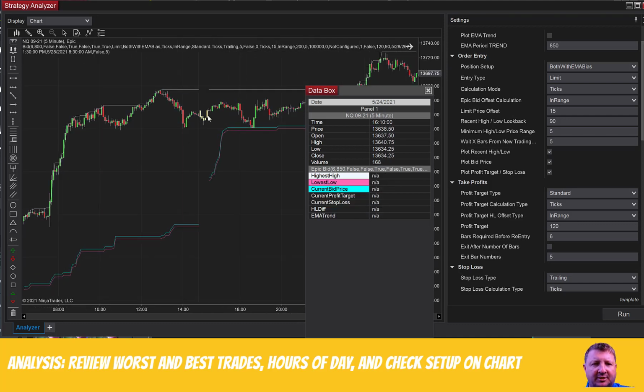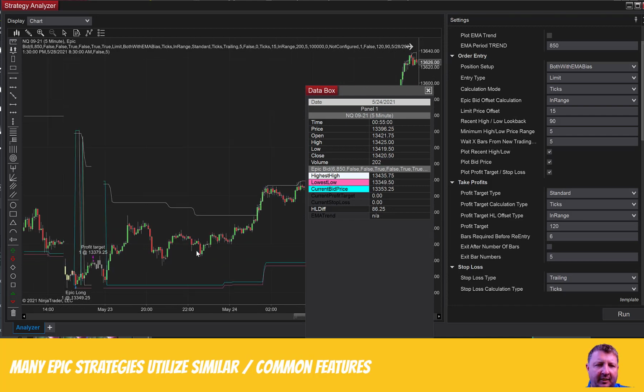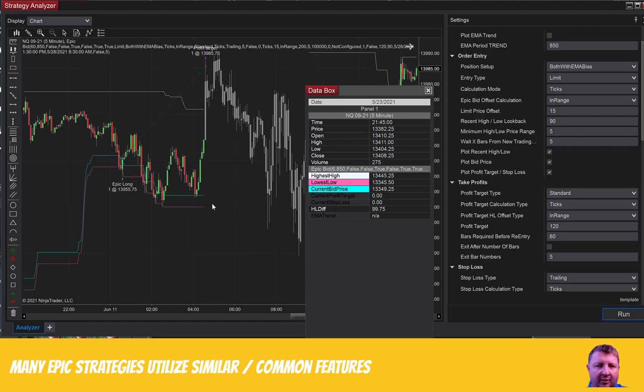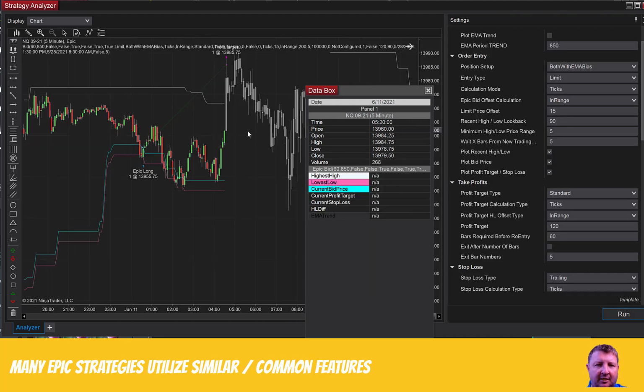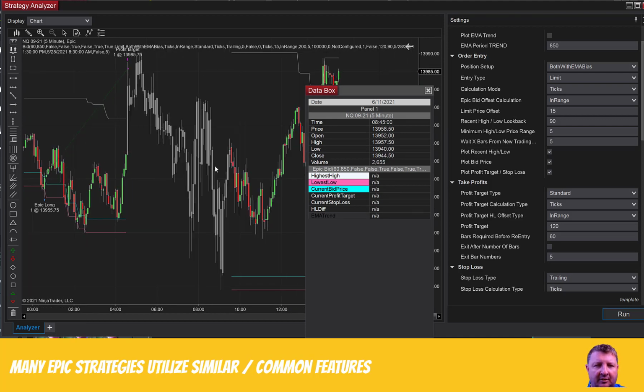Anytime you're seeing these yellow bars on the chart, it's a new trading day. We have this set, wait X bars for new trading day 5. That's the trading day for this session here. Anytime you're seeing the gray, that's because of the setting down here, bars required before re-entry, 6. If we change this to 60, you're going to have to wait a lot before you can trade after it hit the profit. You're not trading anymore during these sessions at the moment. So you can just get a feel for each of these settings.